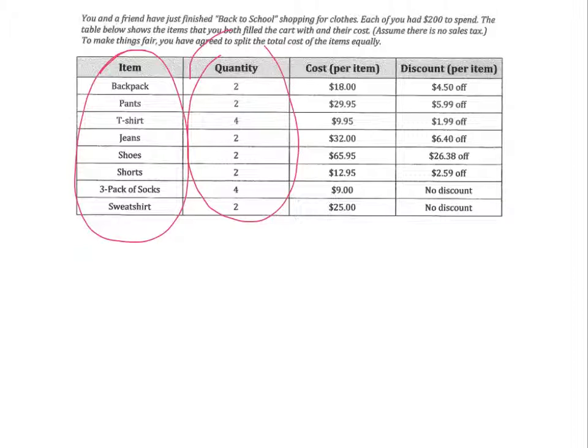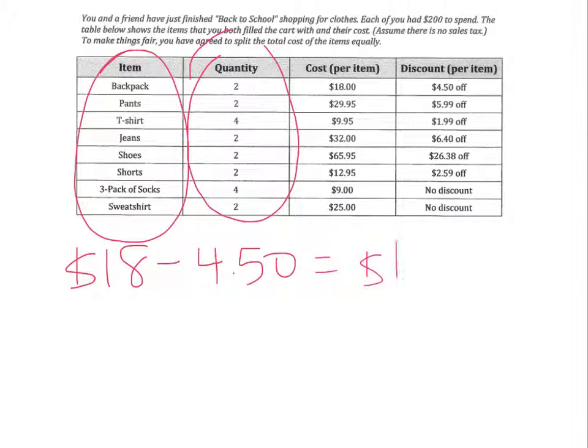The final column tells you the discount that you get for every item. So let's say we're going to buy a backpack and it's $18, but you get a discount that takes off $4.50. So even though the backpack was originally $18, you're really only paying $13.50 for it, which is great, $13.50. But it's not just you shopping, right?